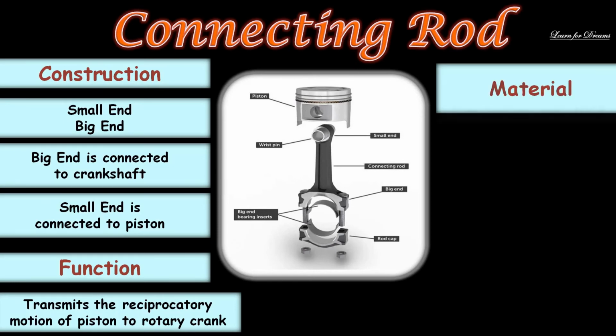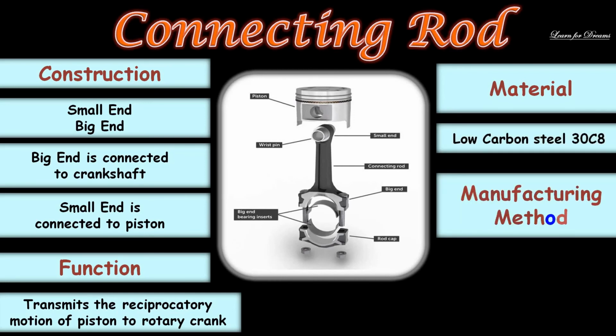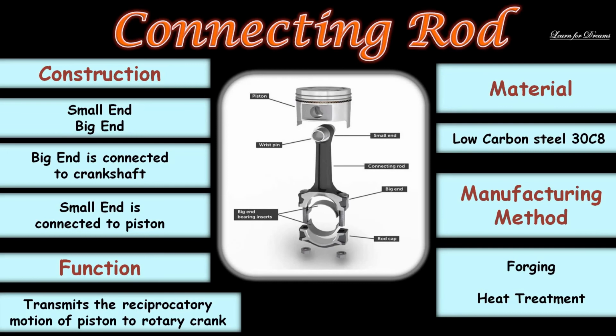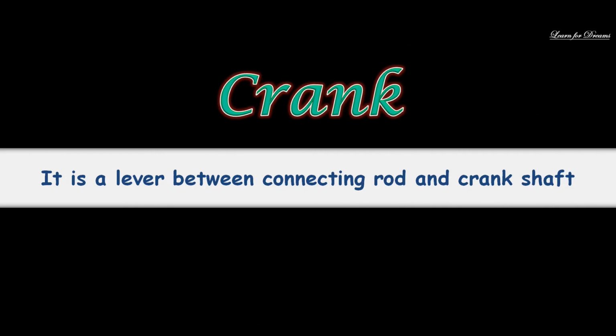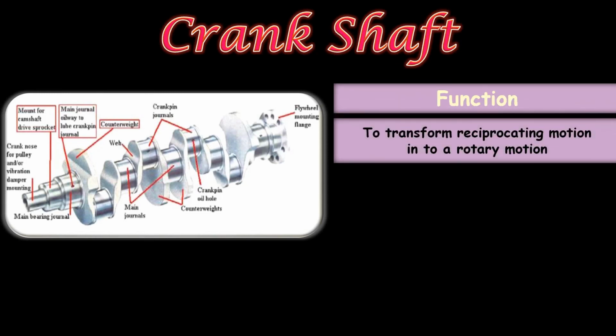The main function of the connecting rod is to transmit the reciprocatory motion of the piston into the rotary motion of the crank. The material which is being used to manufacture the connecting rod is low carbon steel. The manufacturing method is forging and heat treatment. Next one is the crank. The main function of the crank is that it is a lever between the connecting rod and the crankshaft.